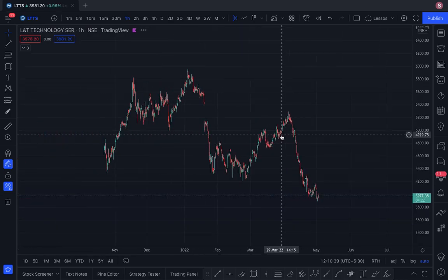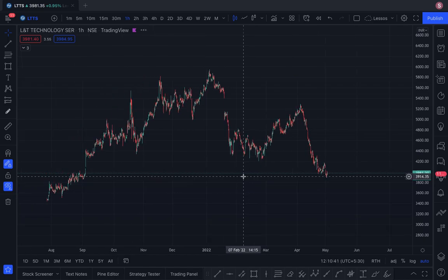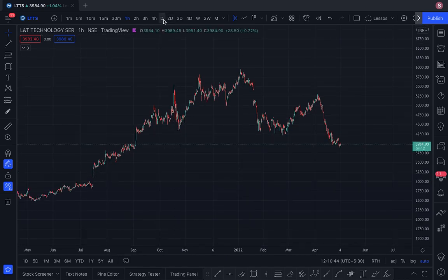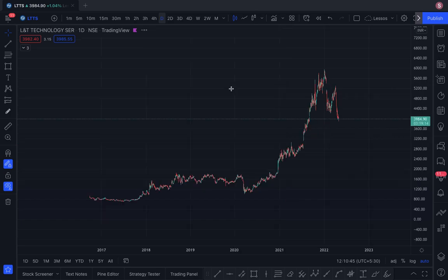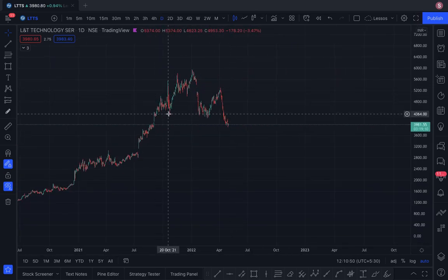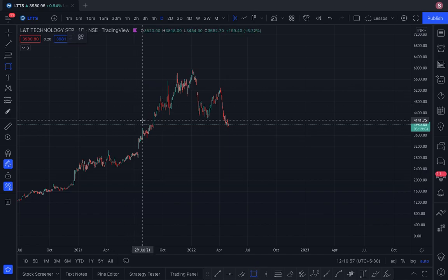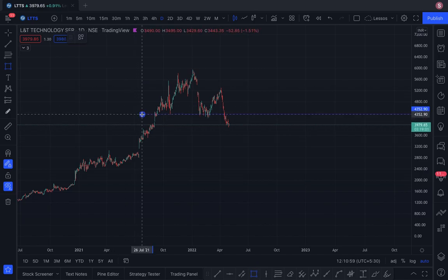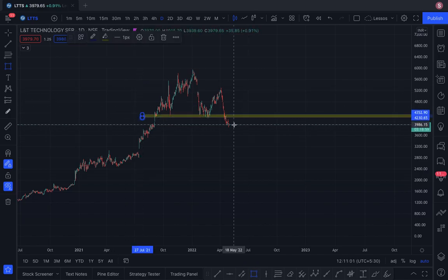All right. Now L&T Technology Services. So on a daily chart, we'll move, and you see an important support zone which has been recently broken. So let me mark this particular area here. The support zone has been broken. I'll not take the entry. I'll wait for the price to go up, then retest.